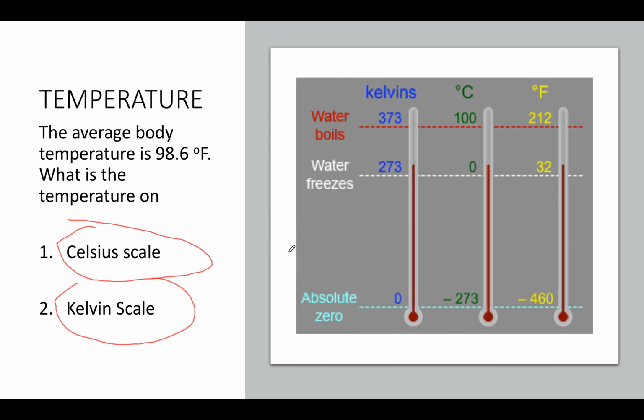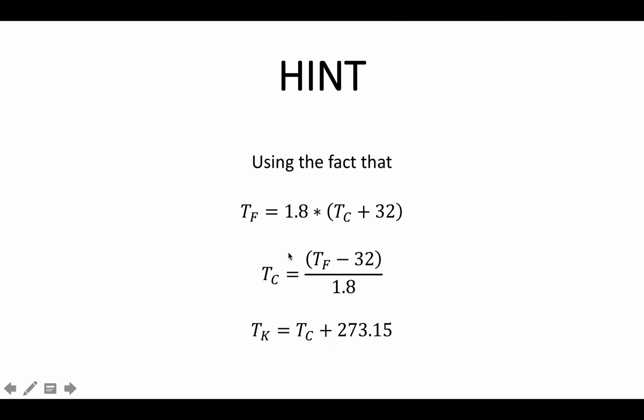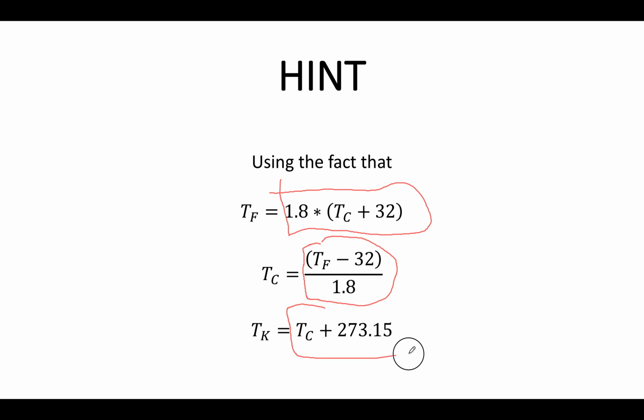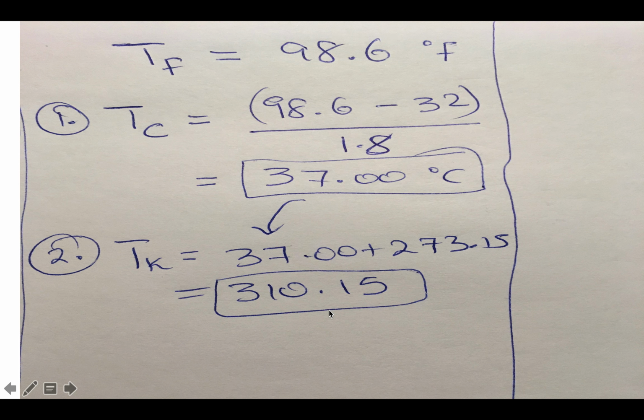First we need to know the conversion factors. So here's the hint. In this hint, I give you how to go from Celsius to Fahrenheit, how to go from Fahrenheit to Celsius, and then how to go from Celsius to Kelvin. So let's use them and answer both questions.